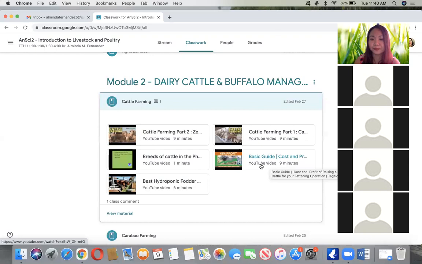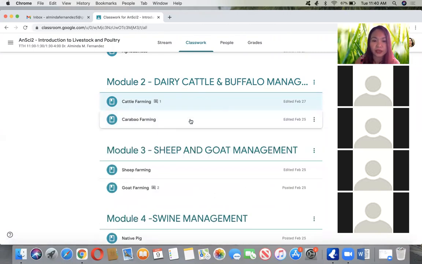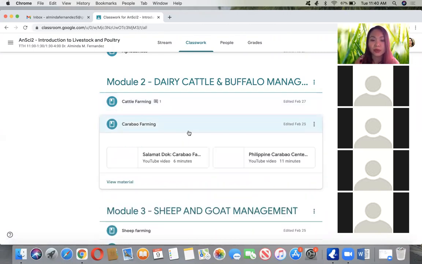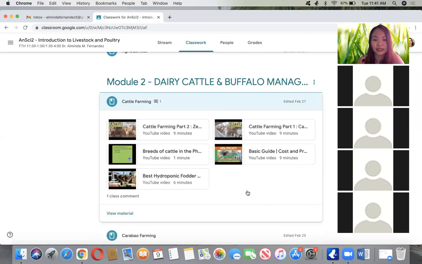this cattle. This is for cattle, but we also have for carabao or the buffalo. We only have 2 videos here with the buffalo because it is not as extensive in the Philippines. So you also just watch this. And there is this basic guide, which is like a summary of the whole management of buffalo.